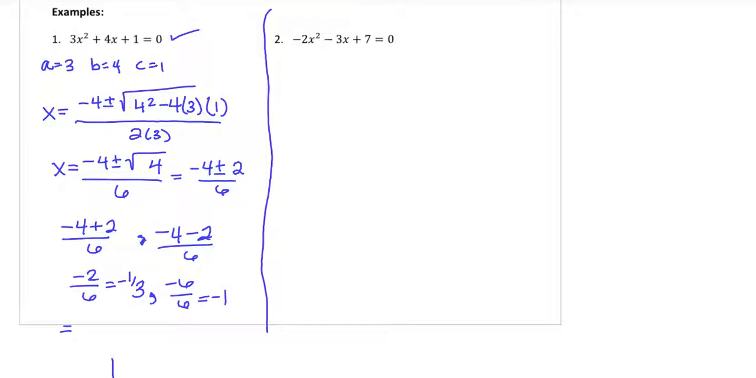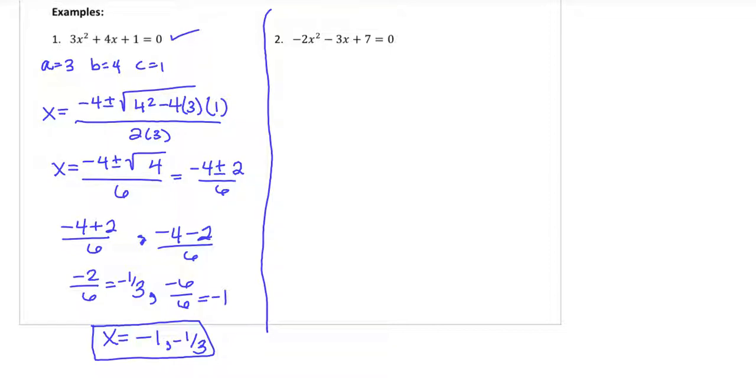And again, let's make sure that we write our answers in correct order. So x equals -1, -1/3. Okay. It's pretty straightforward. Plug it in, do the math, see what you get. Remember, no decimal answers. All right, next problem.